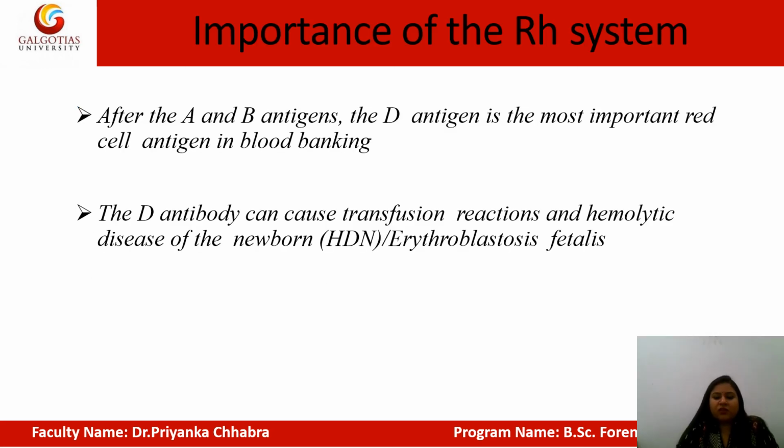So, importance of the Rh system. After the A and B antigens, the D antigen is the most important red cell antigen in blood banking. The D antibody can cause transfusion reaction and hemolytic disease of the newborn, or we can say erythroblastosis fetalis. So a person having Rh positive blood group cannot transfer his blood to an Rh negative person.